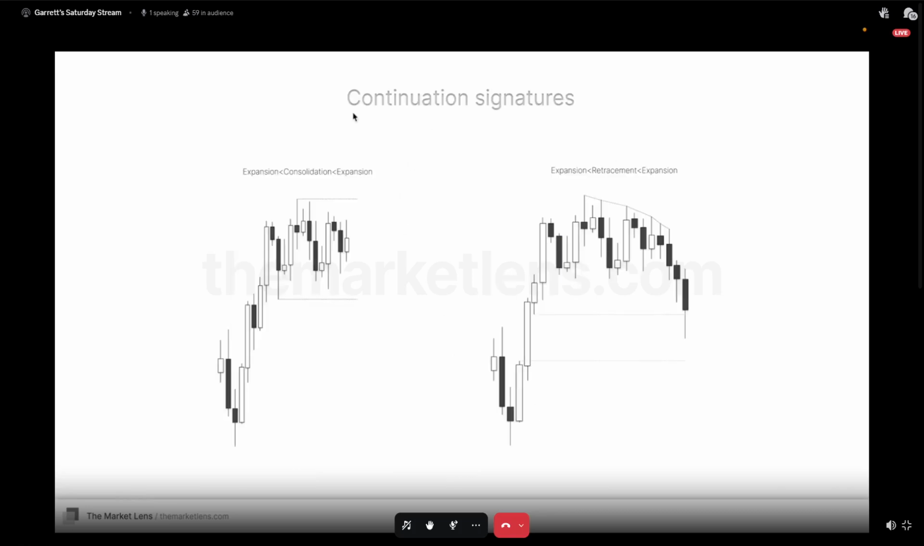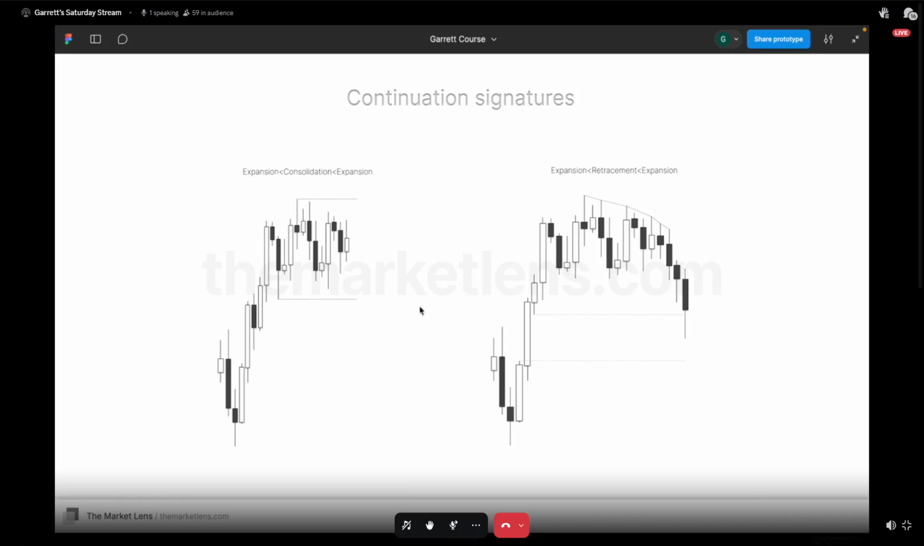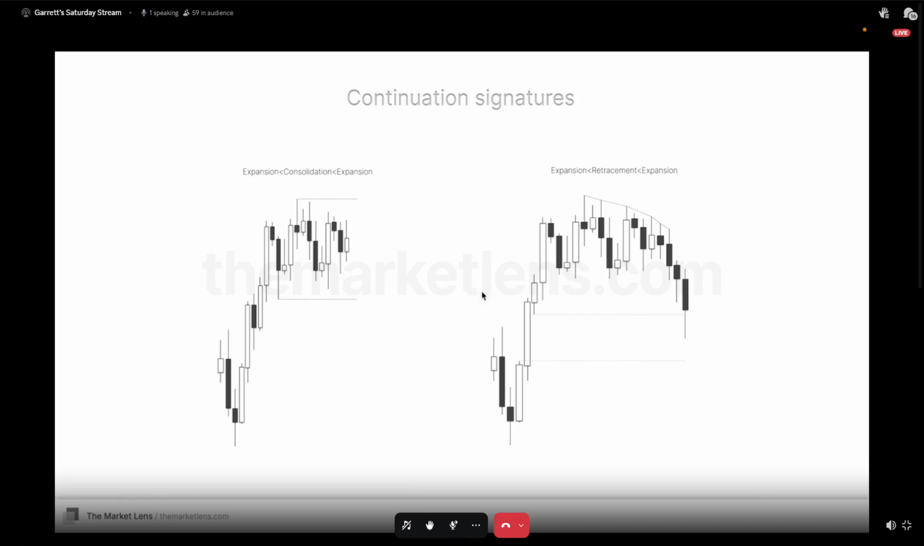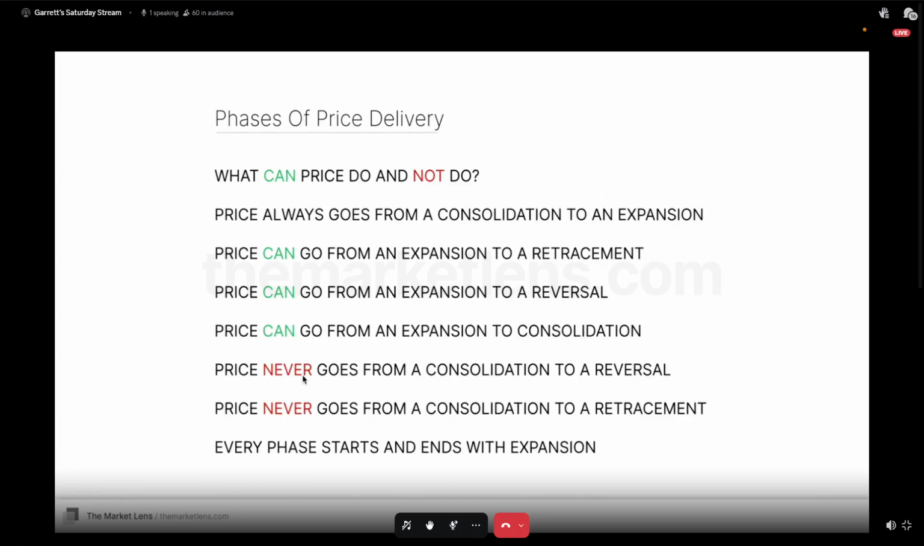So what is a continuation signature? We want to see continuation signatures on our way to objectives, right? Because these are going to be shallow retracements, and they're not reversal signatures. So we're more likely to continue towards those objectives that we're targeting. Continuation signatures are simply consolidations. As we mentioned, we don't reverse from a consolidation. Price never goes from a consolidation to a reversal, right?